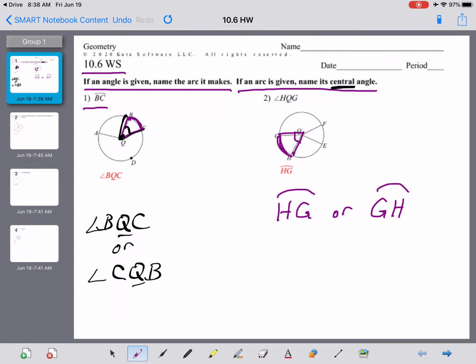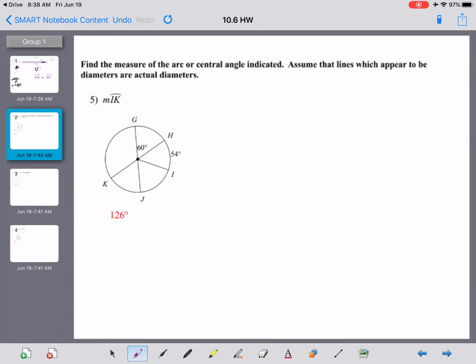Okay, 3 and 4 are pretty similar. Let's talk about number 5 here, where it asks you to find the measure of the arc or the central angle indicated. And then this last little statement right here tells you, and this is an important assumption when you're looking at figures like this, that things that appear to be a straight line or a diameter actually are.